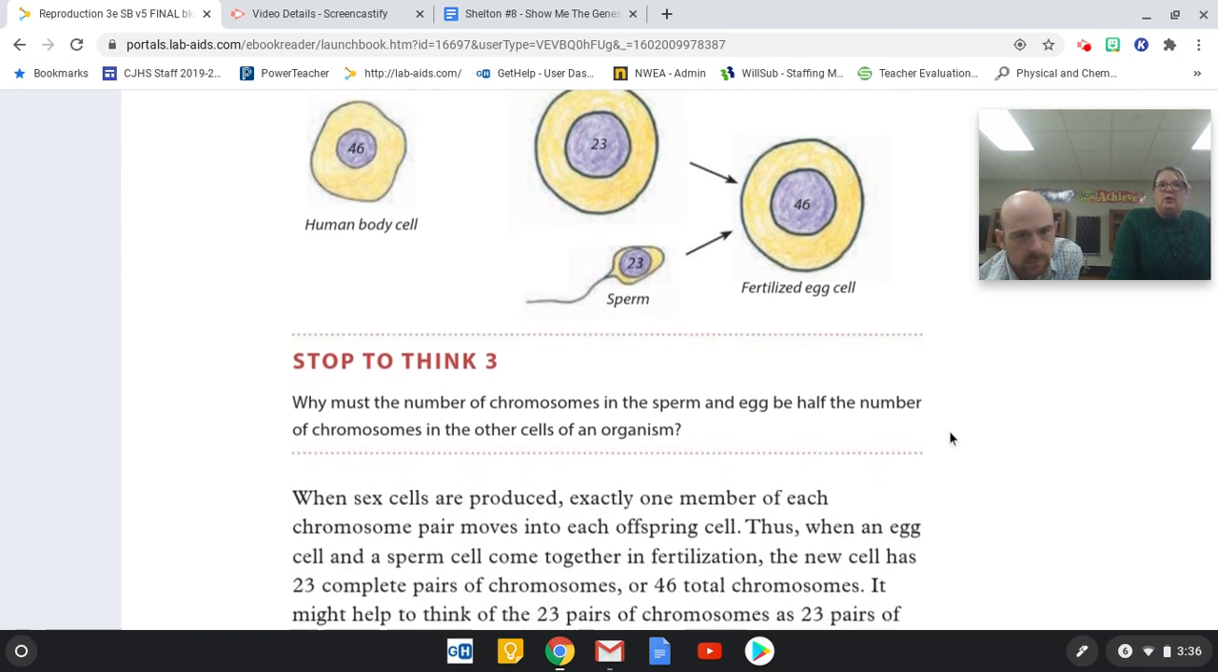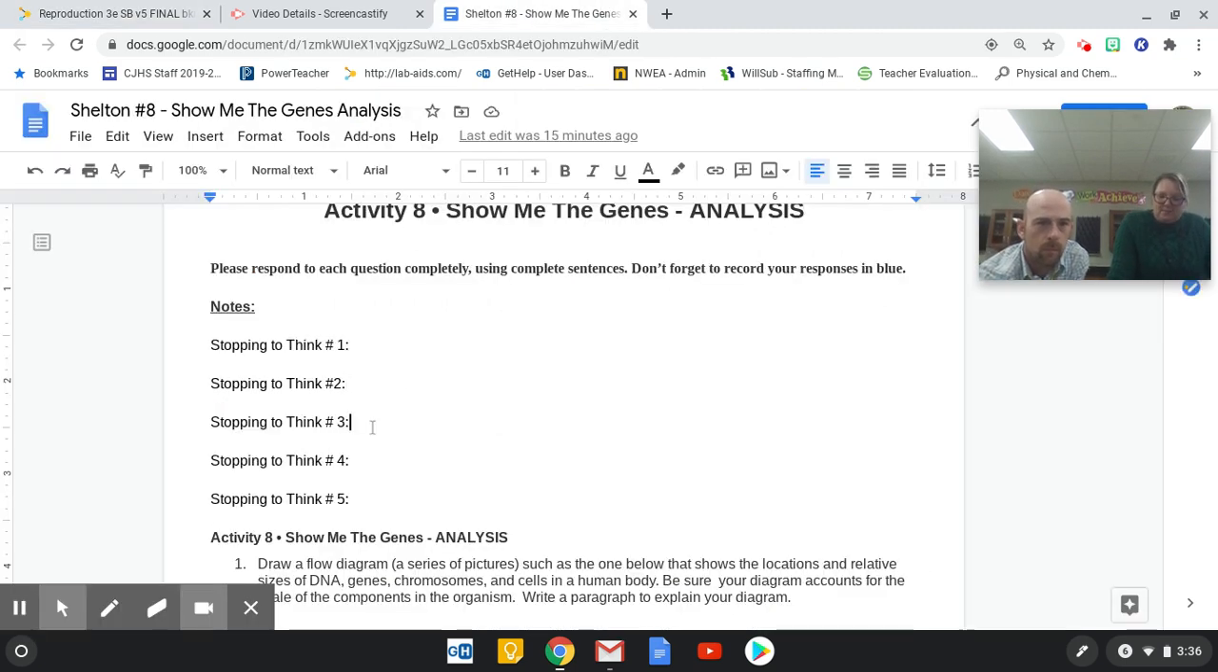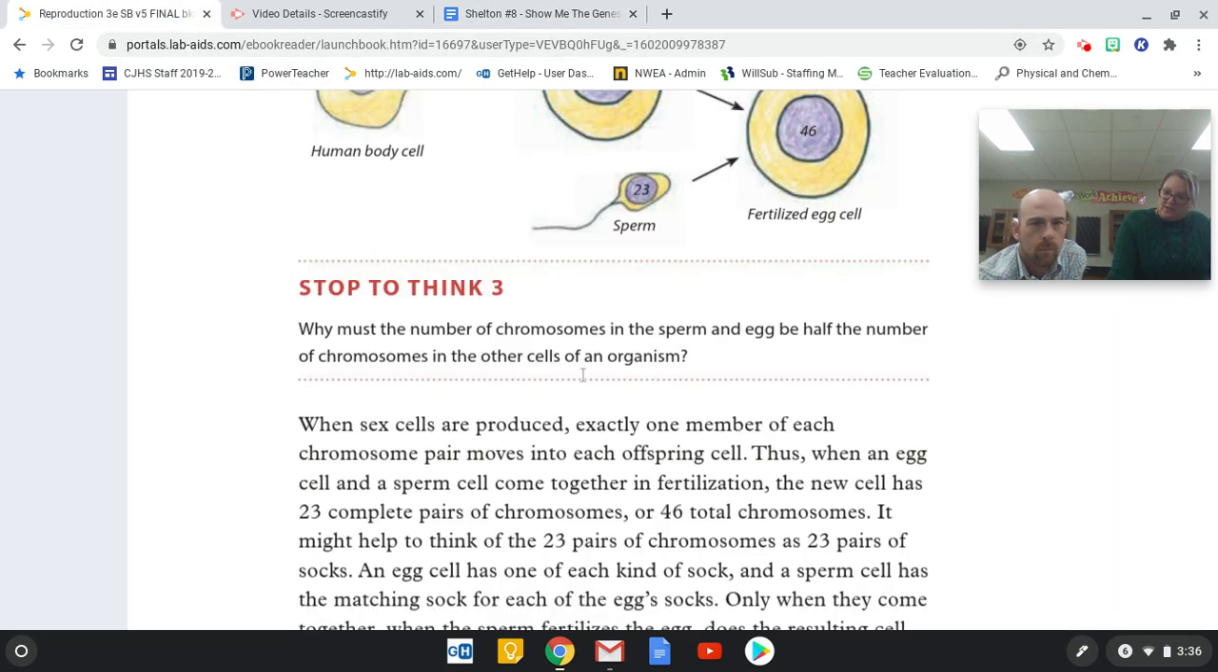At this time, you are going to pause the video and answer stopping to think question number 3 on the analysis document that we've been sharing with you. The question asks this: why must the number of chromosomes in the sperm and egg be half the number of chromosomes in the other cells of an organism? If you rewind, I just told you the answer.